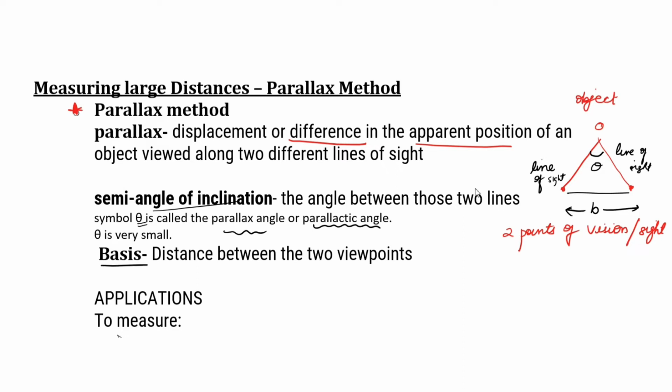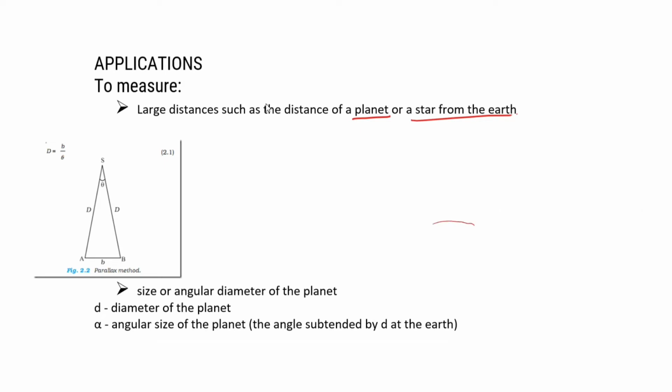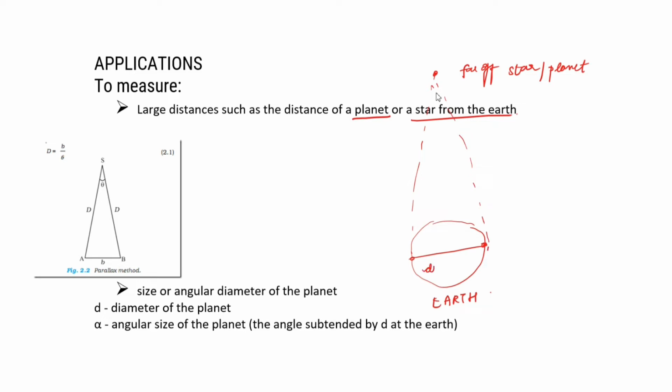As I told you, the parallax method has two applications. One is measuring large distances of a planet or a star from the earth. So let's consider this. Here is the earth and we are trying to look at a far off star or a planet, any far off object for that matter, and we are viewing it from two ends of the diameter of the earth. So here the basis is nothing but the diameter of the earth itself, and this angle theta forms the parallactic angle or parallax angle.